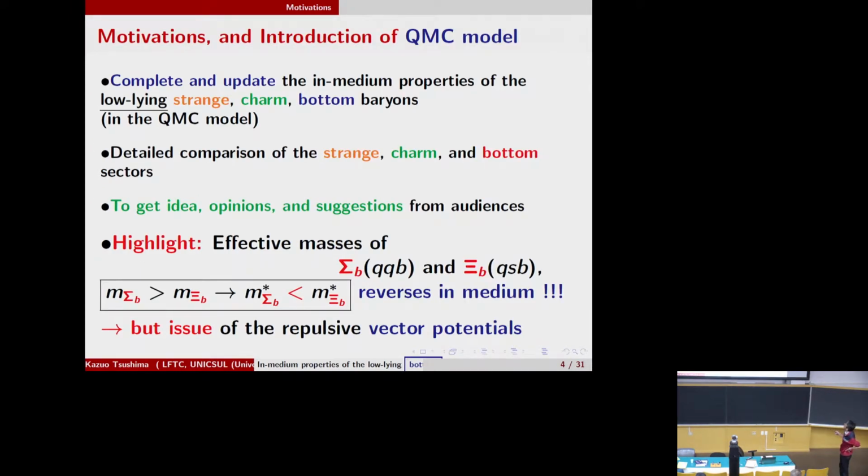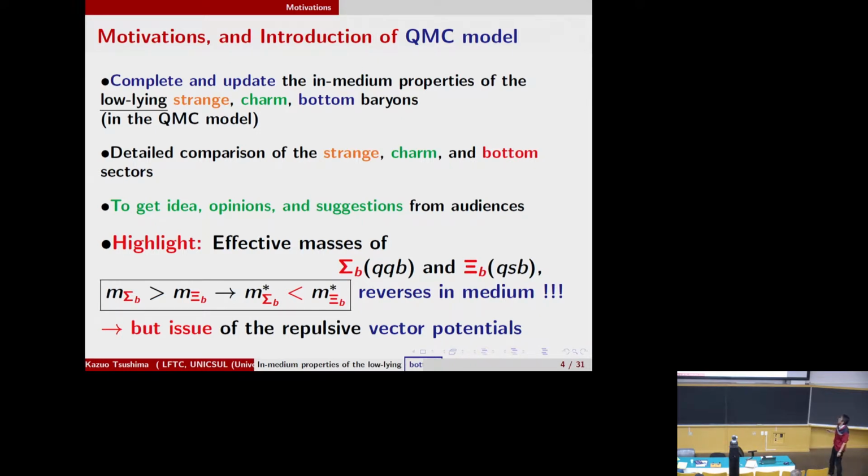By this study, in my mind, I think I completed the in-medium properties of the low-lying strange octet baryons, and the charm sector and bottom baryons. So I can compare those three different sectors in the quark meson coupling model at finite density. If some other models can do this, I hope, for example the NJL model, the Nambu-Jona-Lasinio model, it is also okay. But first they must solve the Faddeev equation, and some complexity comes out, so it is a little bit difficult. For the strange hyperon sector, some people have done it with the NJL model, but it probably still takes time for the charm and bottom sectors. Then I can compare the strange, charm and bottom sectors.